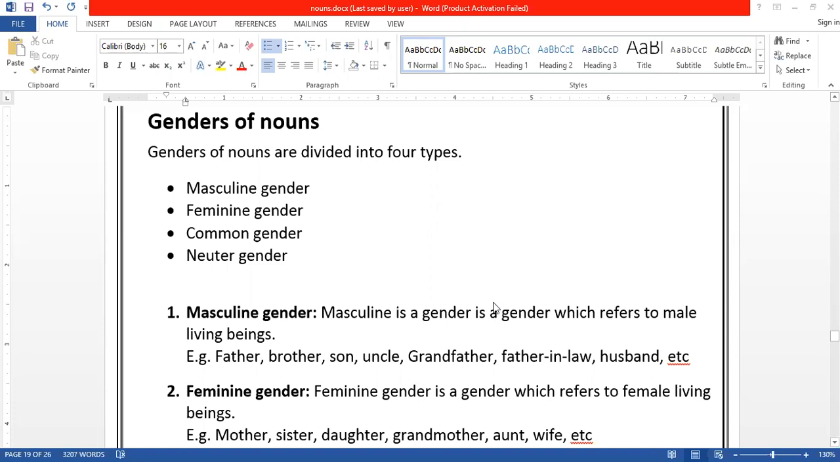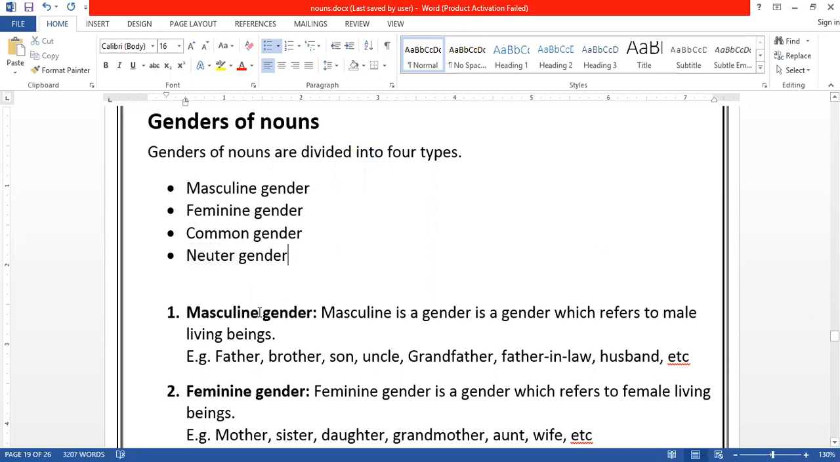In today's lecture, we will talk about genders of nouns. Well, we have got four different genders of nouns. Number one, we call it masculine. Number two, we call it feminine. The third one is common, and the fourth one is called neuter gender. So we will now discuss one by one.